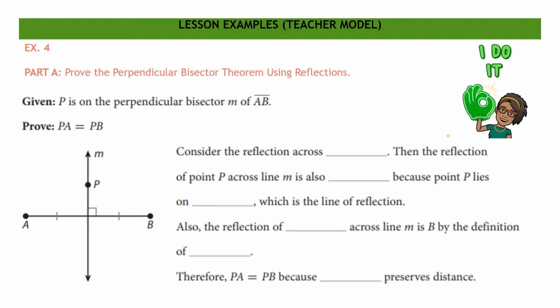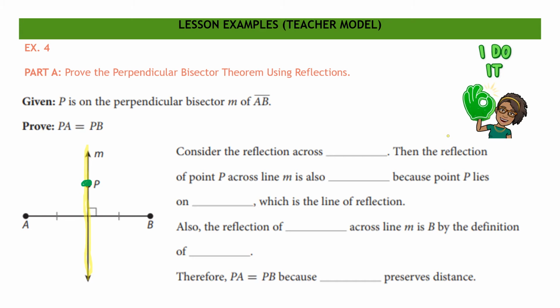All right, so we're going to go ahead and switch gears and go to example 4 and looking at perpendicular bisectors. So in example 4, we have part A. It says prove the perpendicular bisector theorem using reflections. So here we're giving a paragraph proof, and they give us that P is on the perpendicular bisector M of segment AB. So let's go ahead and highlight the perpendicular bisector of M. So M is here. That's our perpendicular bisector. And we see point P is in fact on that perpendicular bisector. Okay. And that perpendicular bisector is bisecting segment AB.